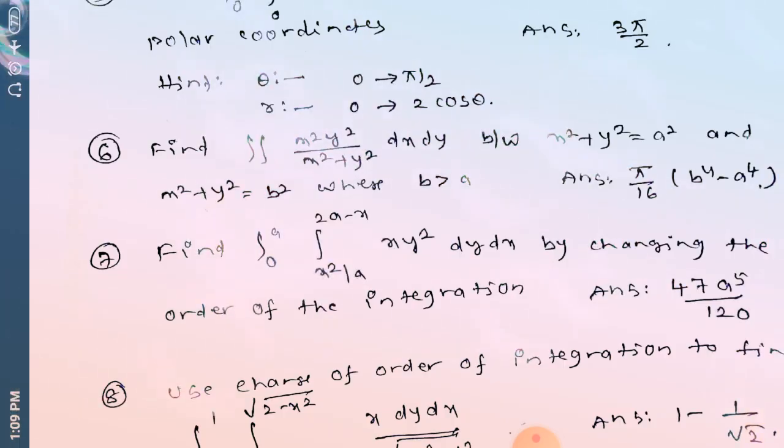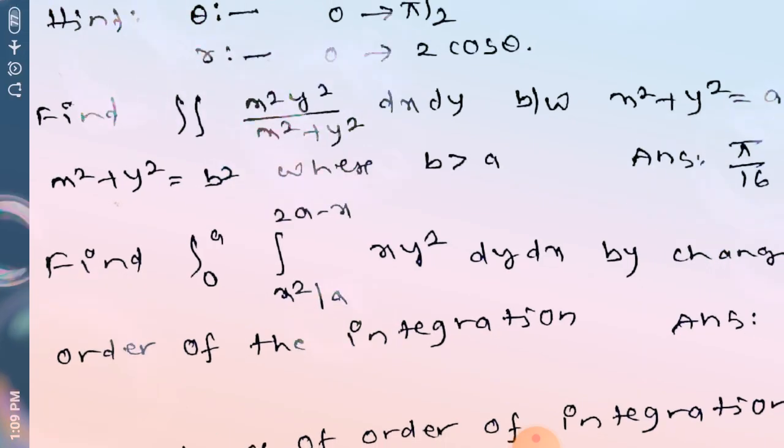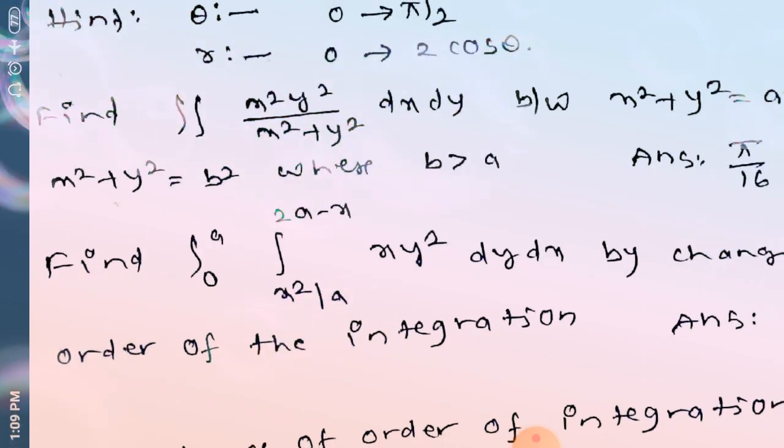In order to change that, you look at the limits 0 to a and x square by a to 2a minus x. By using that x value 0 to a, x is 0 means it is totally on the y axis.